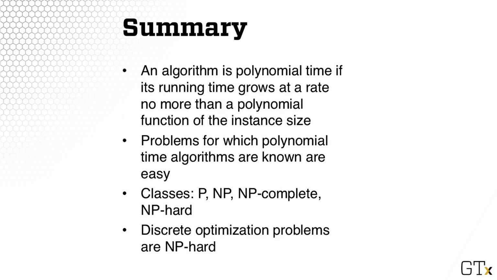So let's summarize our discussion of problem classification. We said that an algorithm is polynomial time if its running time grows at a rate which is no more than a polynomial function of the instance size. Problems for which polynomial time algorithms are known are easy problems. That allows us to classify problems into P, NP, NP complete, and NP hard. Unfortunately, discrete optimization problems are NP hard. For these problems, we do not know polynomial time algorithms for solving them or verifying a given solution. All right, so we will pick up in the next lesson.